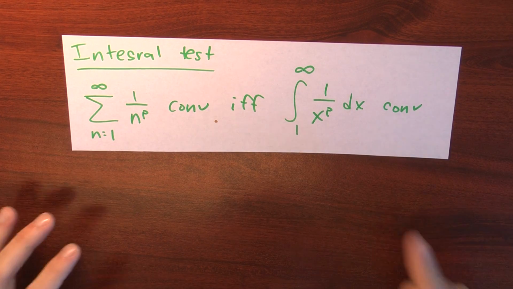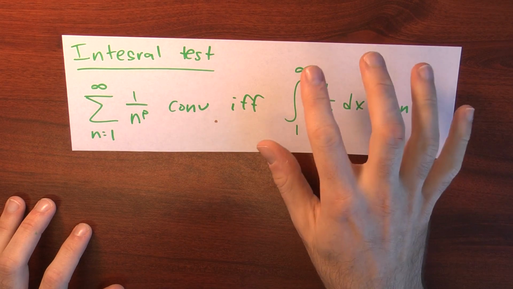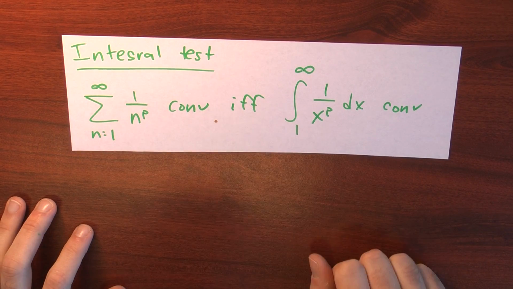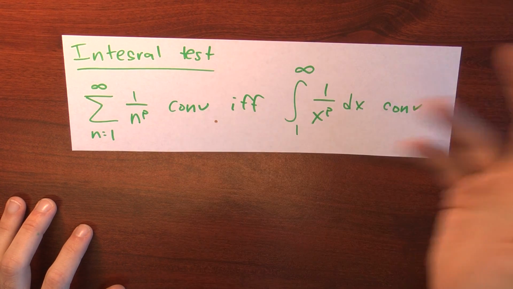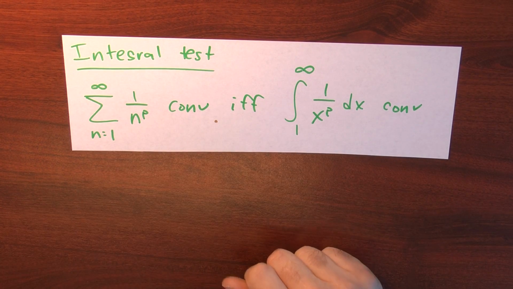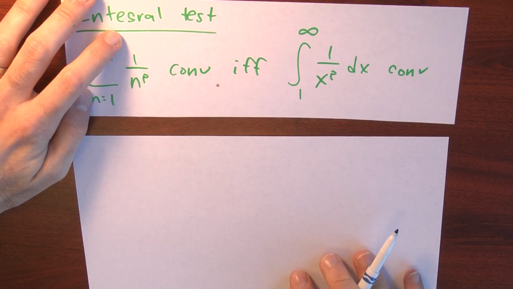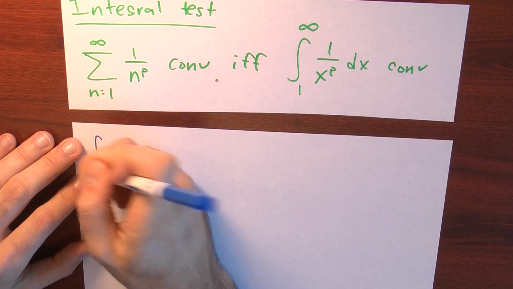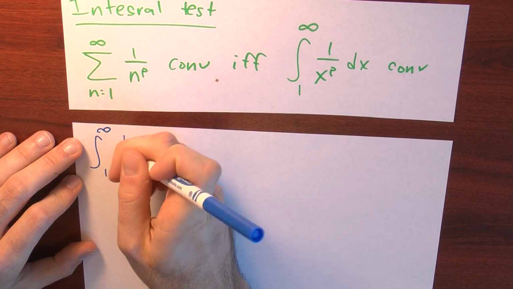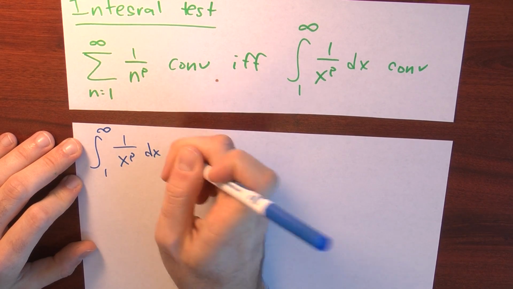Okay, so all I've got to do now is just analyze this integral. And if this integral has a finite value, this series converges. And if this integral ends up being infinity, this series diverges. So let's see if I can compute this integral. I'm trying to integrate from 1 to infinity 1 over x to the p dx.